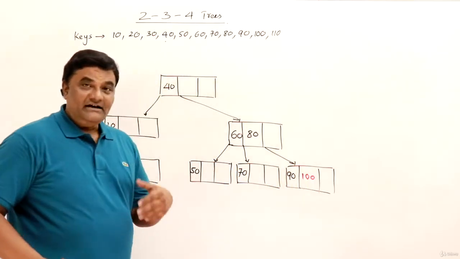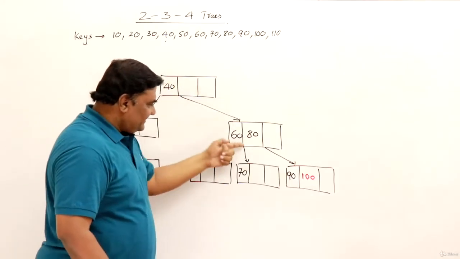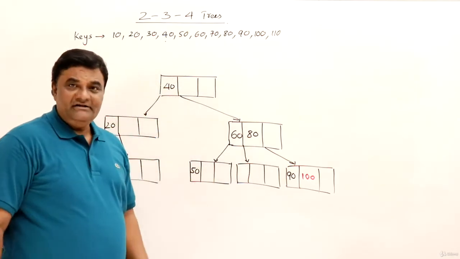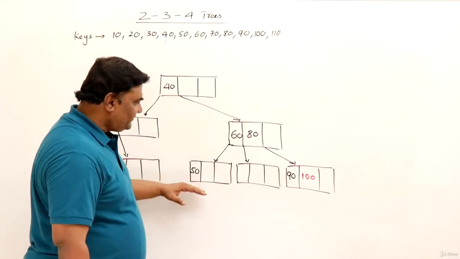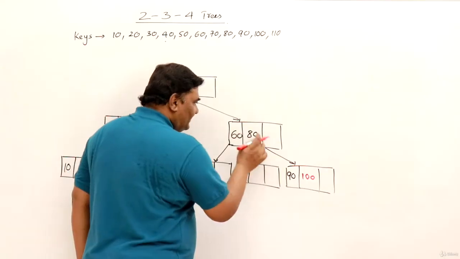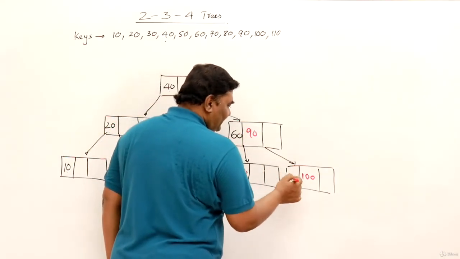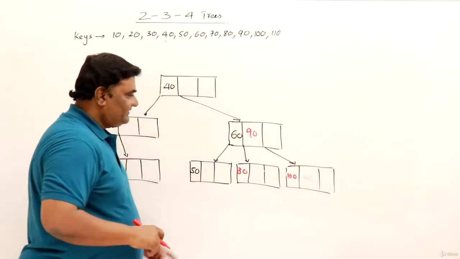Now, second example. I want to delete 70. So search for 70. 70 is deleted. This node became empty. So what to do? Replace it by borrowing a key. From this side we cannot borrow. From that side we can borrow. So we can bring 80 here and 90 at this place. And this becomes 100. Okay, meaning 100 is shifted here. This is how you can delete that 70.